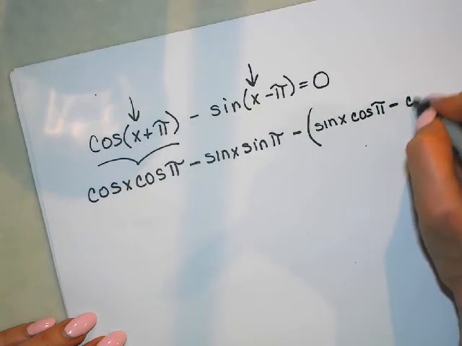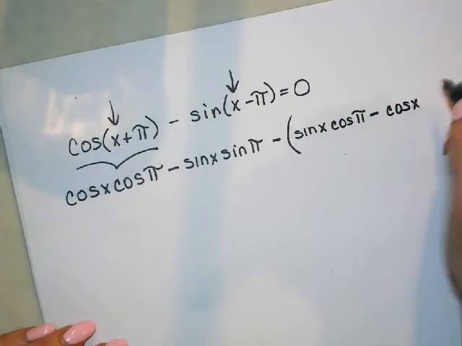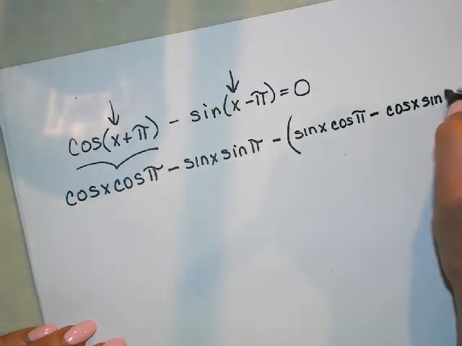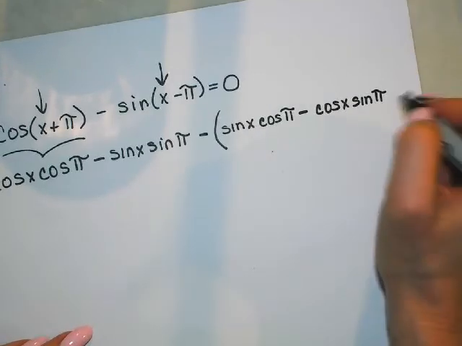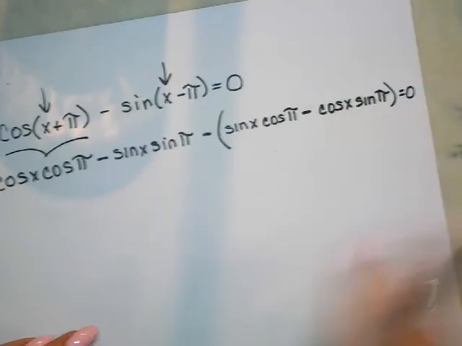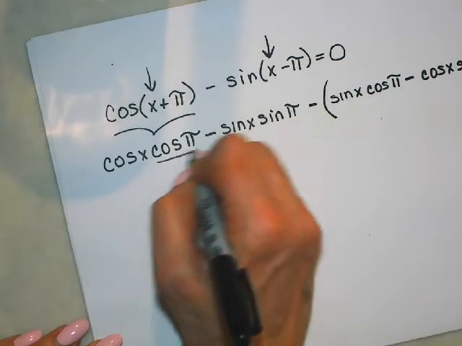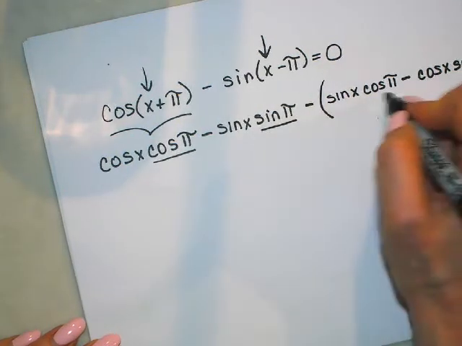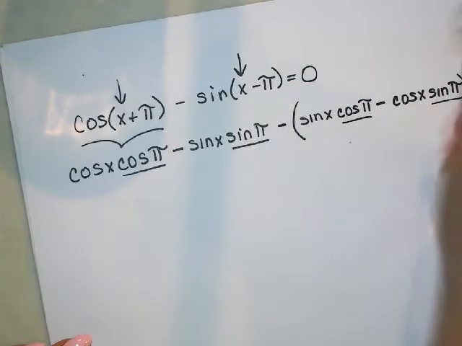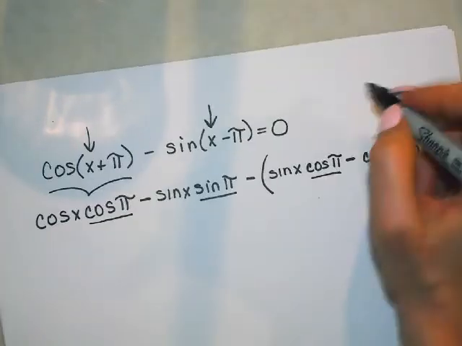It's minus, so we keep that. Cosine x sine pi, I'm running out of space, sorry, equals 0. Okay, now let's put in the values. What is the cosine of x? We could do that. The sine of x, cosine, and sine. I mean the cosine of pi.